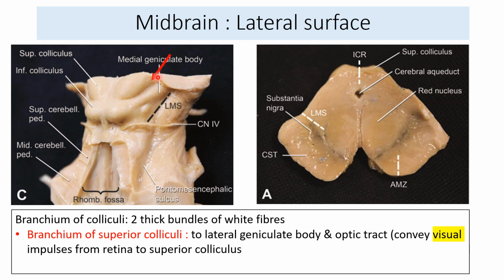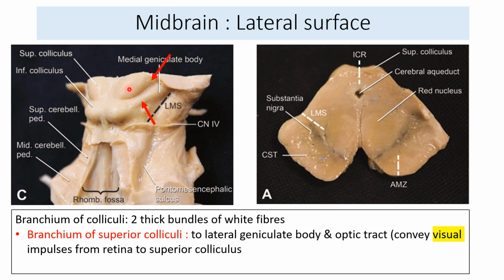By this arrowhead, you can see this brachium is connecting the superior colliculus to the lateral geniculate body, which you will learn in the thalamus. It connects the superior colliculus to the lateral geniculate body and the optic tract, which means the visual impulses are brought from the retina to the superior colliculus by this pathway. That is the brachium of the superior colliculus, conveying visual impulses from the retina, because the superior colliculus is involved in visual reflexes.